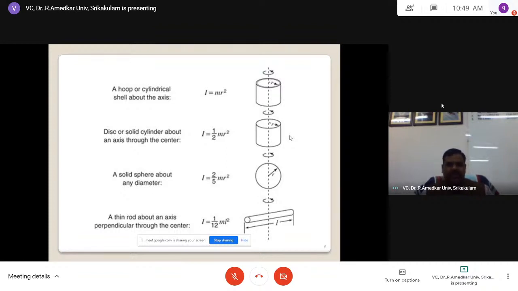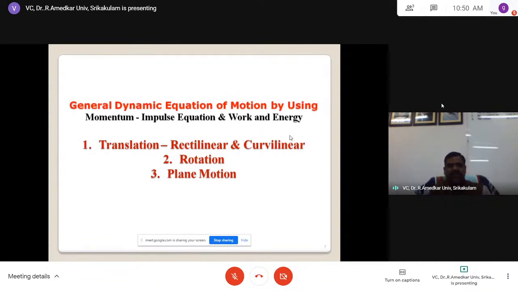I is equal to m r square for a thin cylindrical shell, for a solid cylinder 1 by 2 m r square, sphere 2 by 5 m r square, and thin rod 1 by 12 m r square with respect to the center. With respect to the left end or right end axis, then use the parallel axis theorem. See, like that you have to calculate the mass moment of inertia. That is a little bit of repetition of yesterday's class.